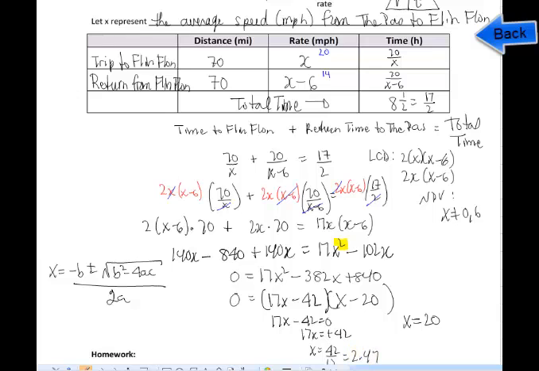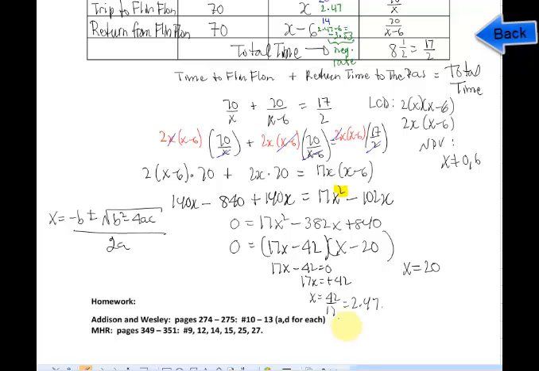Let's try 2.47. If x is 2.47, then we're going to get 2.47 minus 6, which gives us negative 3.53. Now, we can't have a negative rate, can we? So we have to reject this, 2.47, and so our answer is 20.